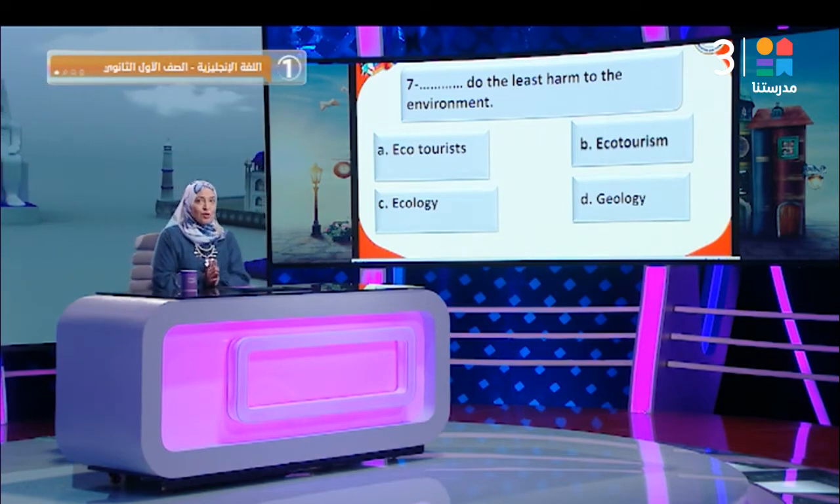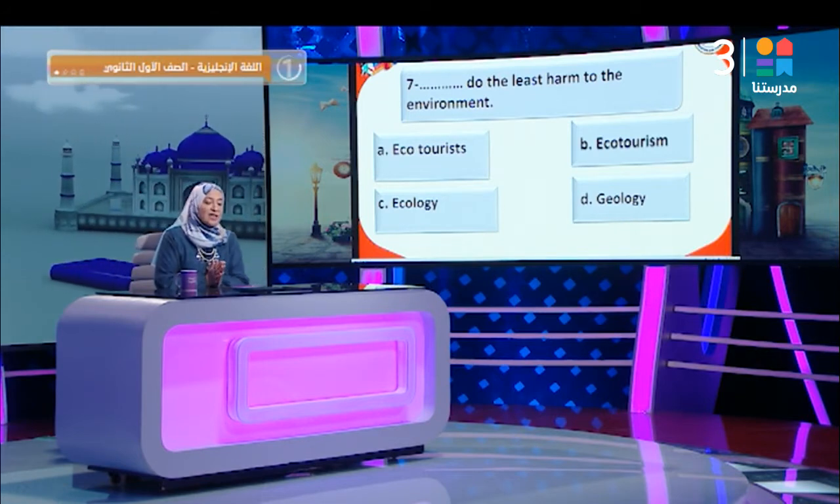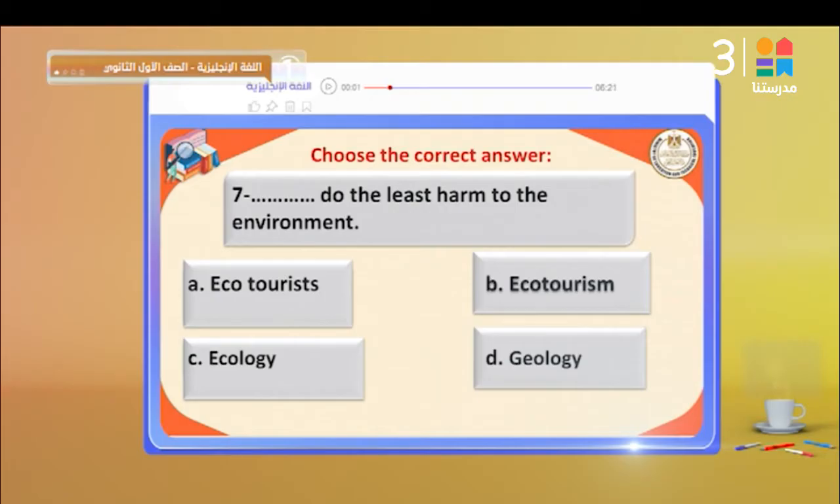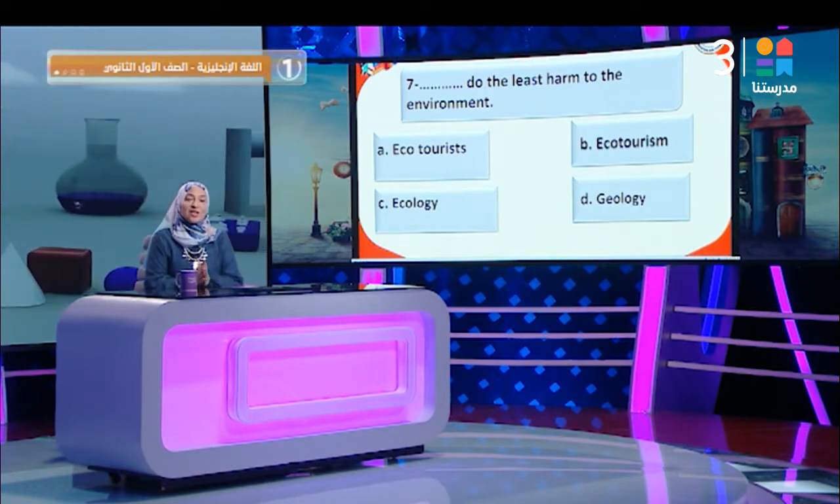Question number 7, we have another question for you. It's space, do the least harm to the environment. Who does the least harm to the environment? Of course, we have a kind of tourist who likes the environment. Tourists who like the environment are called eco-tourists. So eco-tourists are tourists who like the environment and don't like to harm it.